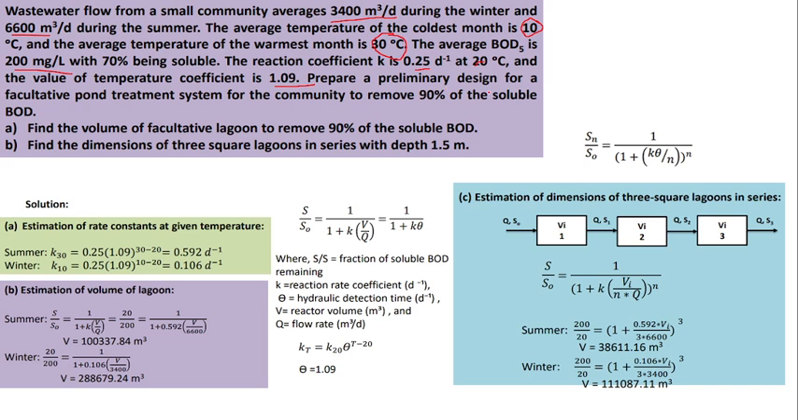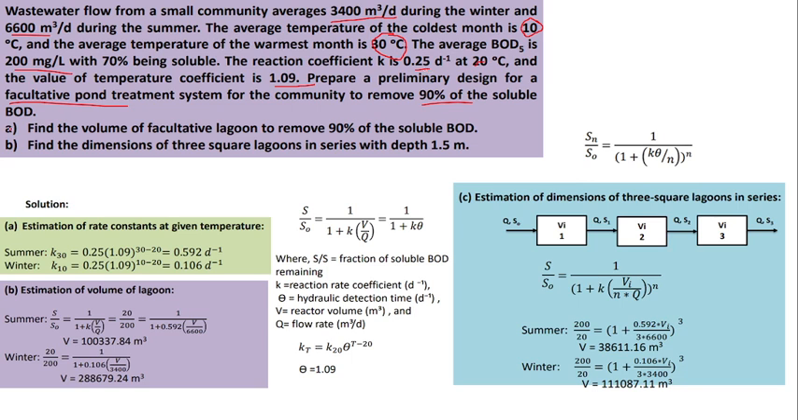Prepare a preliminary design for a facultative pond treatment system for the community to remove 90% of the soluble BOD. So we are going to design a facultative pond treatment. This is a kind of lagoon system. So that pond treatment system should have the efficiency of 90%. In that way, you have to design the system.